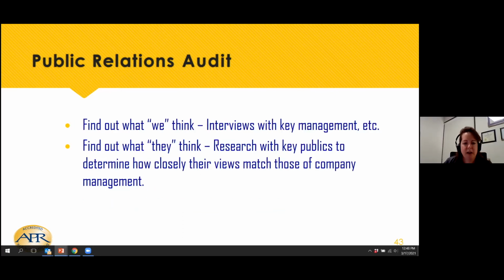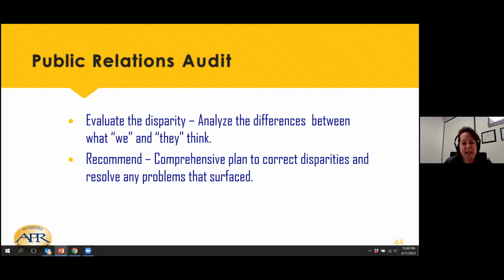You're looking to find out what we think, interviews with key management, versus what they think, research with key publics, to determine how closely their views match that of company management. In essence, you're evaluating the disparity. You're looking at the differences between the we and the they, and you're going to be eventually recommending any kind of plan to correct the disparities and resolve problems that surfaced. So that's a little more targeted than a general communications audit.